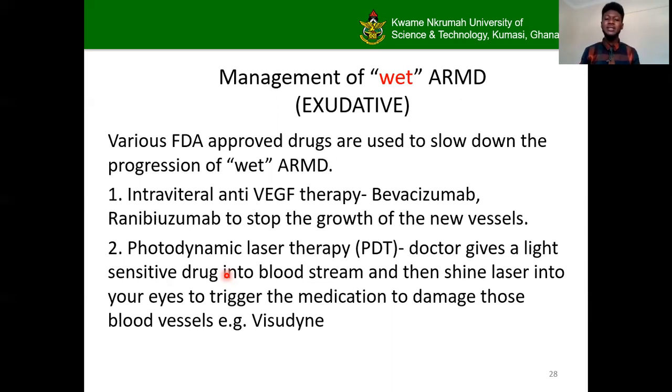Now, photodynamic laser therapy. The doctor gives a light-sensitive drug into the bloodstream and then shines light into your eyes, so this drug will go into all parts of the vessel. So I will shine a laser into the eye. Since I can see the back of the eye with the vessel, this drug will get there. So shine a light into your eyes to trigger the medication to damage the blood vessel. And this is an example of the drug, that's verteporfin.